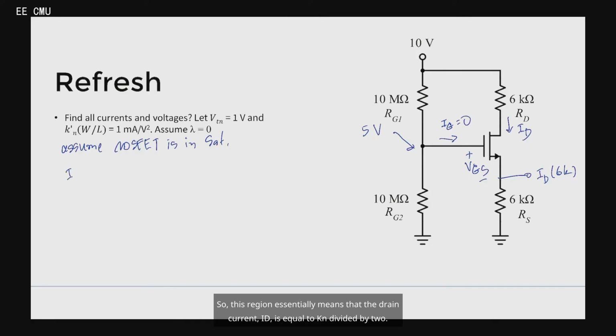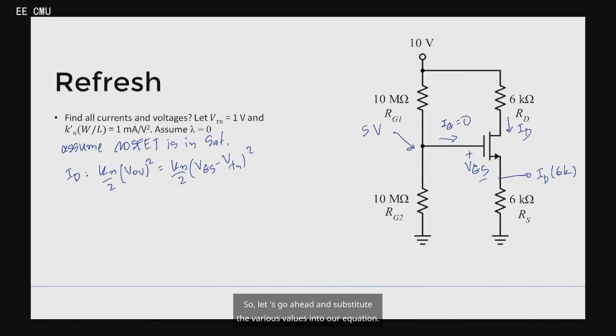So this region essentially means that the drain current ID is equal to Kn divided by 2, multiplied by the quantity of VGS minus the threshold voltage, V threshold, all squared. Right? So let's go ahead and substitute the various values into our equation. This will be 0.5 multiplied by this term, and then multiplied by the quantity of VG, which is 5 volts, minus Vsource.